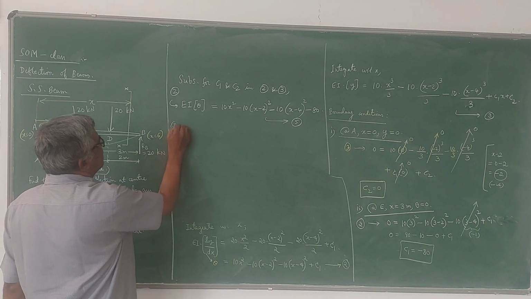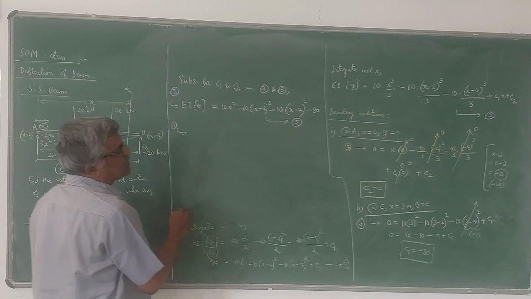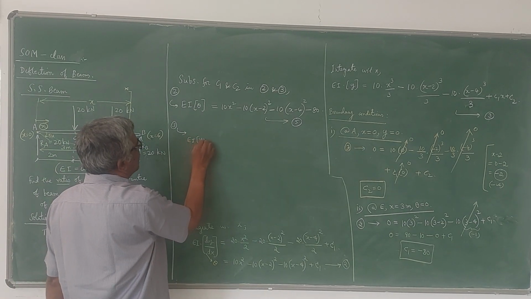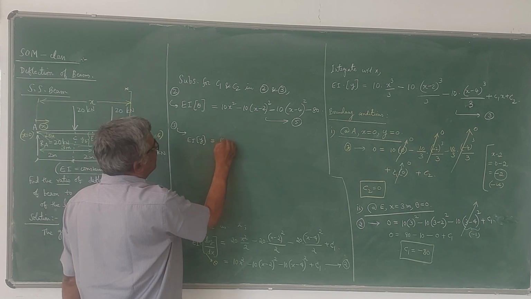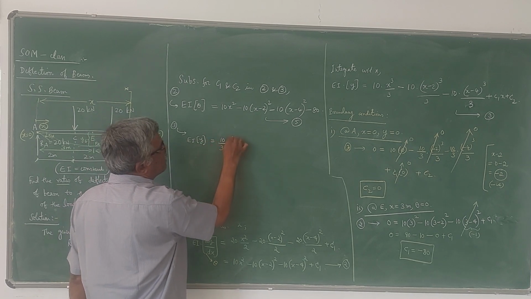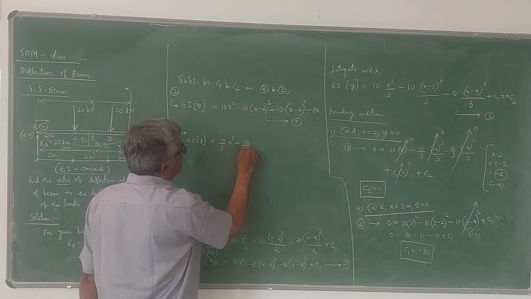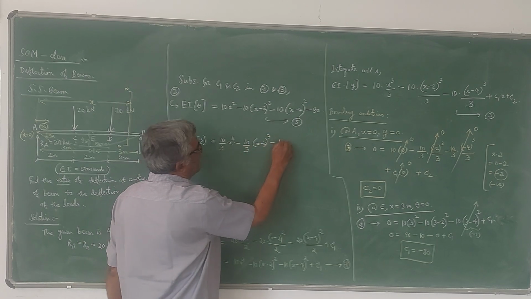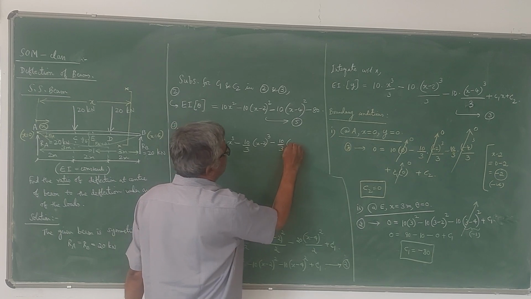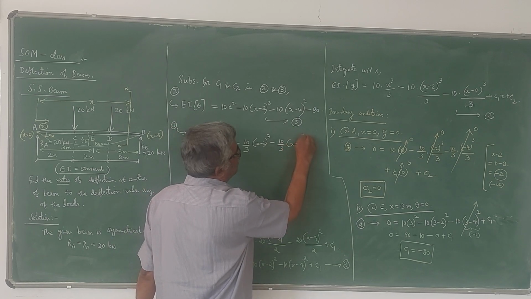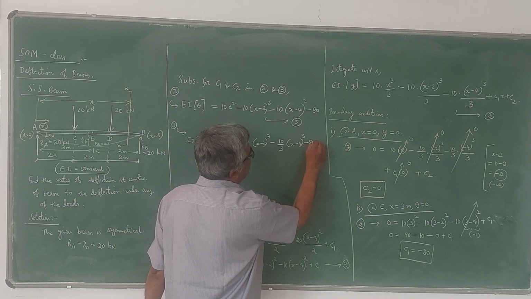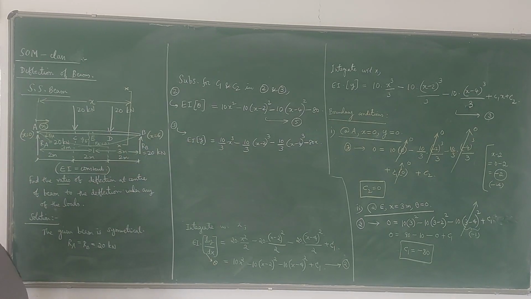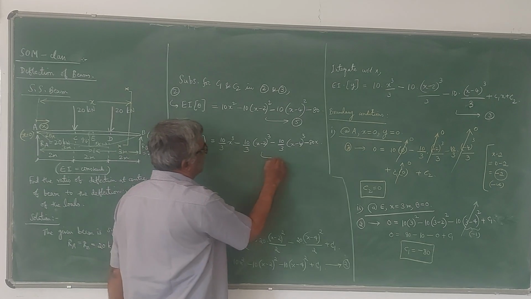Next, substituting for C1 and C2 in equation 3. Equation 3 is like this: EI into y is equal to 10 by 3 x cube minus 10 by 3 into (x minus 2) whole cube minus 10 by 3 into (x minus 4) whole cube minus 80x. C2 is 0, C1 is minus 80. So this is the final deflection equation.